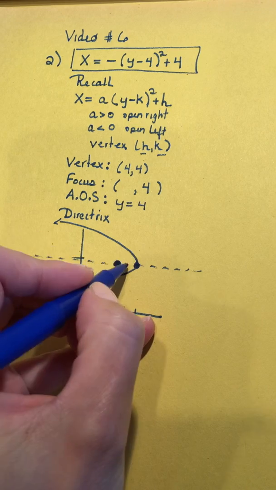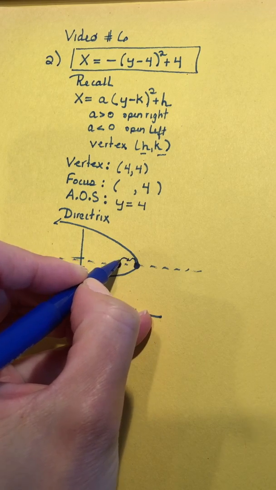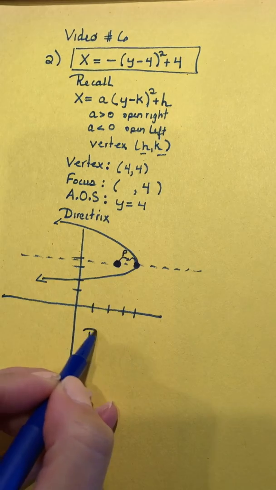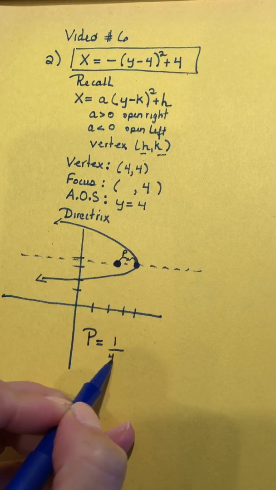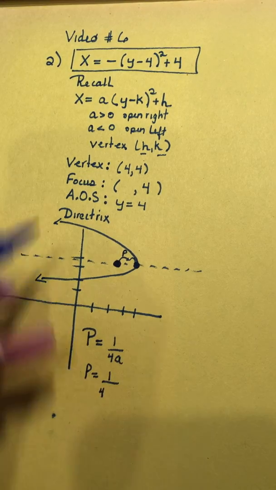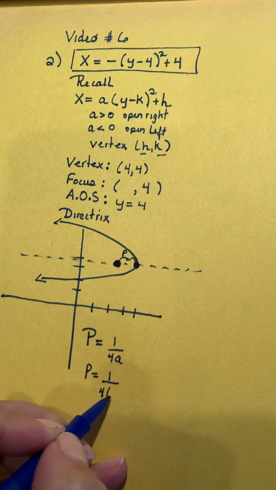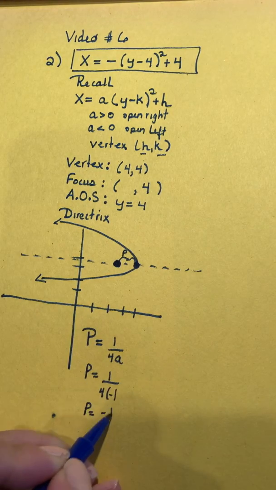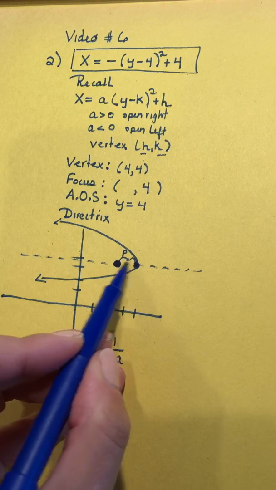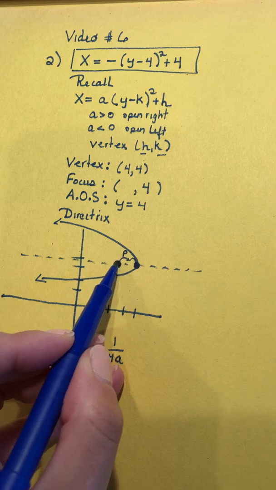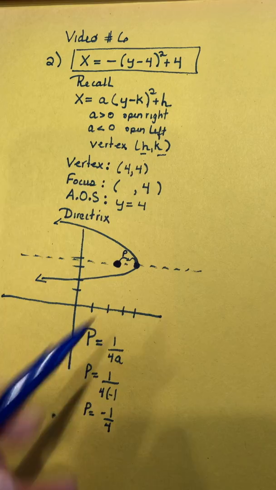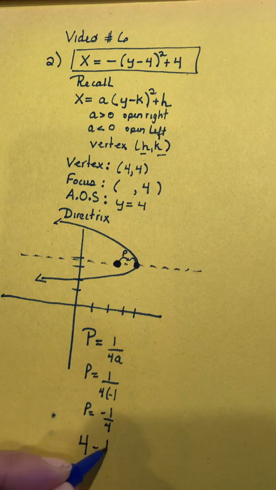Now, remember, the focus is always going to be p units away from the vertex. And remember, we said that p is equal to 1 over 4a. So here, p is equal to 1 over 4 times negative 1. So p is equal to negative 1/4. All right, so what does that mean? I just have to go negative 1/4 to the left, and I will get my x value. So my x value started at 4, right? And I have to subtract 1/4 from it.